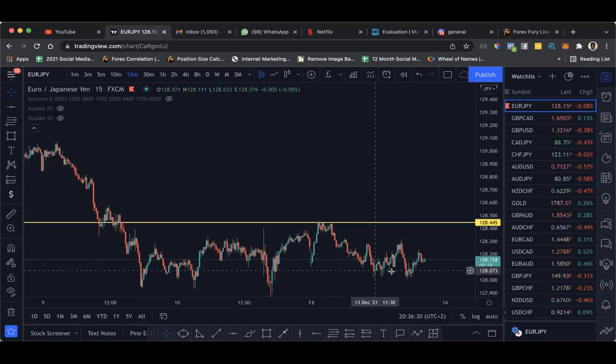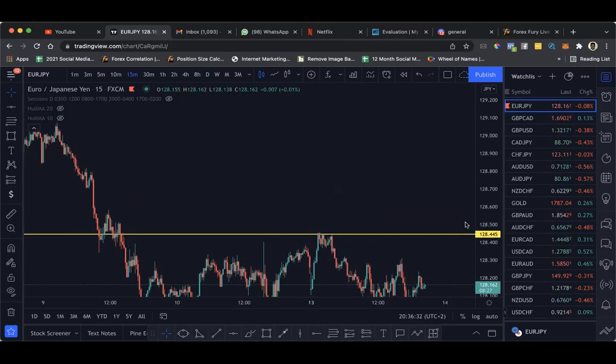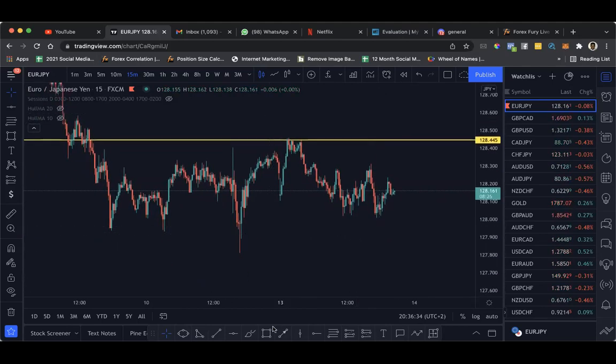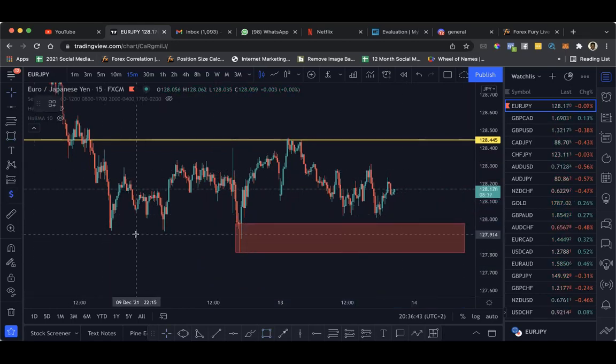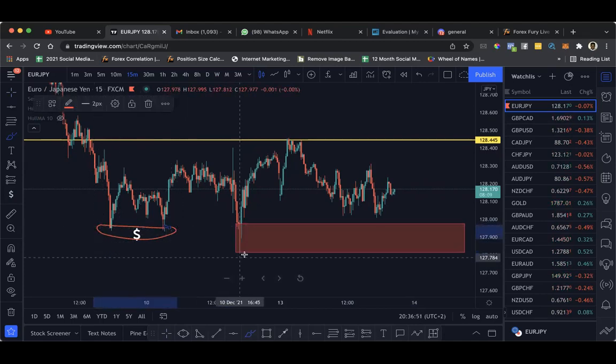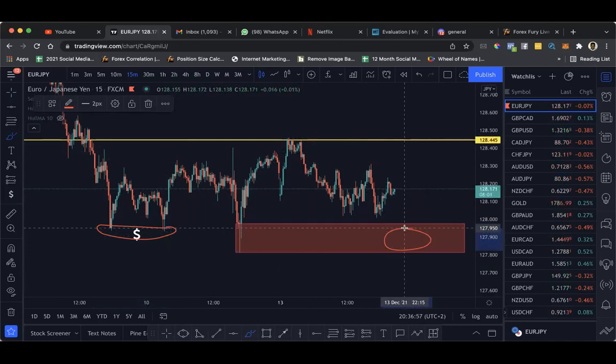Okay, so that's a setup for Euro JPY. This is the order block here. This liquidity validates the order block. This right here is liquidity. You can see this sharp move that took out people's stop loss here. So this is an order block. Price has broken structure. You want price to come back to this zone. Once price gets to this zone, we look for a buy.